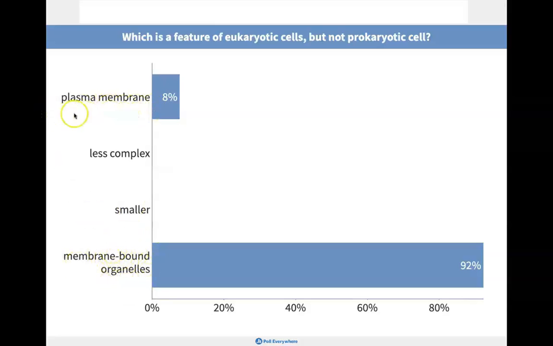Both prokaryotic and eukaryotic cells have a plasma membrane. Some students forget that. They both have a plasma membrane. Remember that life needs a little compartment in order to keep all those polymers. The plasma membrane is going to be that compartment. Both of them have it.